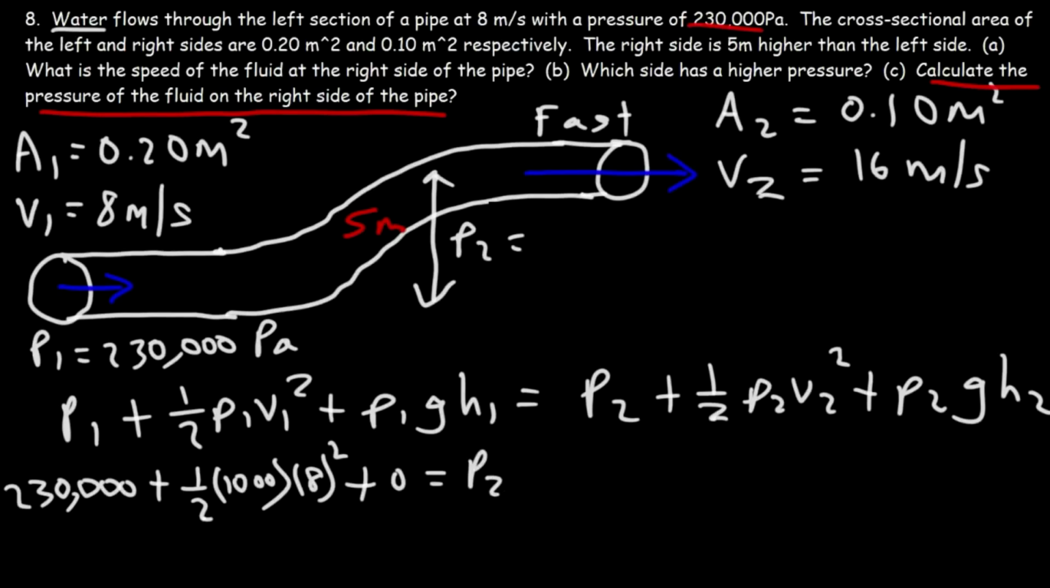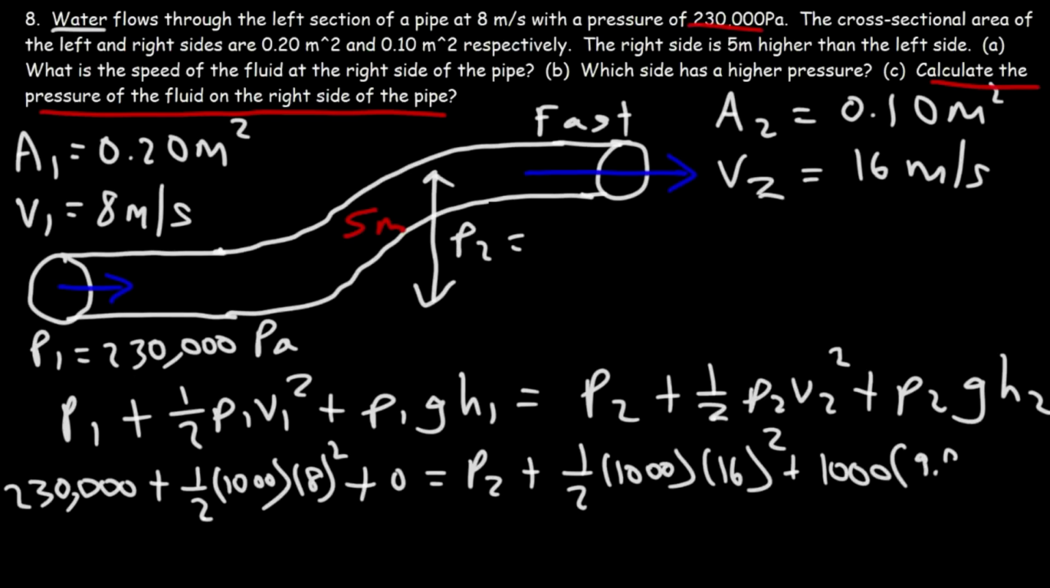Now looking for P2. Rho 2 is still 1,000. V2 is 16. G is 9.8. And H2, that is 5 meters higher than the left side, so it's just going to be 5.